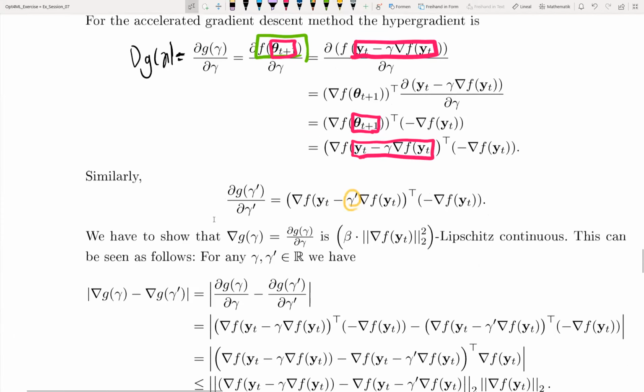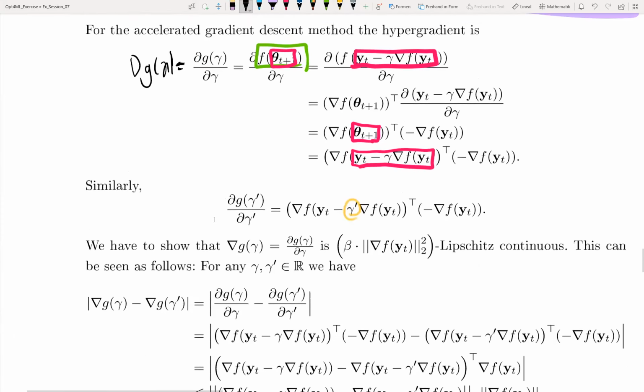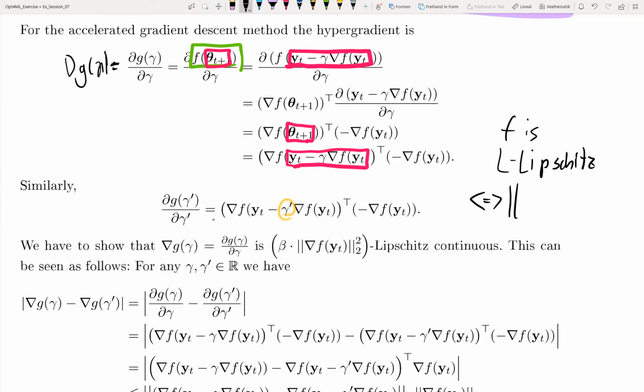And recall what Lipschitz continuous is telling you. F is L-Lipschitz if you have, F(x) minus F(y) is smaller than L times the difference between x and y. This is true for every x and y in your domain, in the domain of the F. Let's say it's R^d.